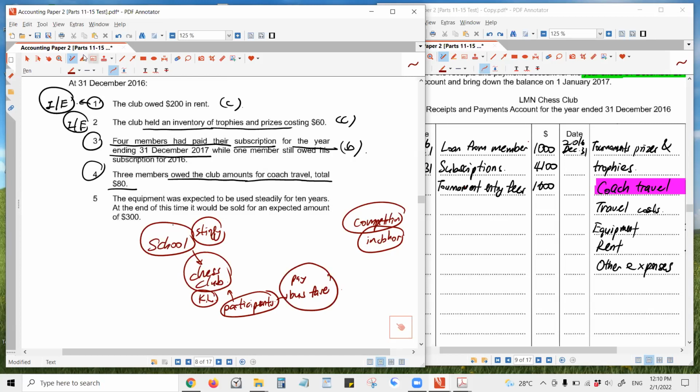And it is this we are referring to right now. Coach travel refers to the participants paying for the bus fare, because it says 3 members owe the club for coach travel. So my point is the word coach here doesn't refer to the trainer. I interpreted it wrongly.